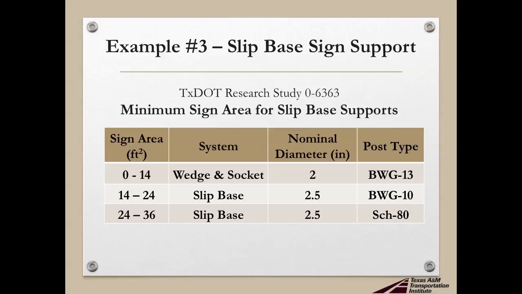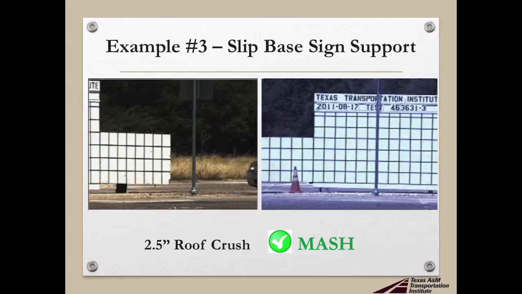So there was a TxDOT research study, 6363, where the minimum sign area for slip bases was evaluated. And so you can see here in this results table that if you're using a slip base, we were recommending that you have a minimum of 14 square feet. It was much less than that in that previous test that I showed you. So we did confirm this or verify it with some full-scale crash tests.